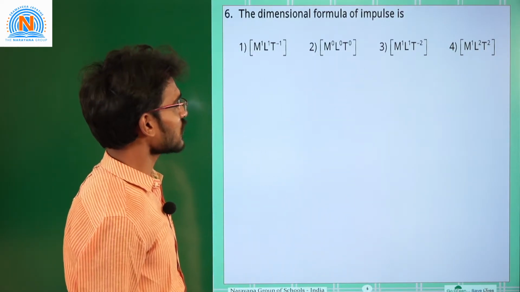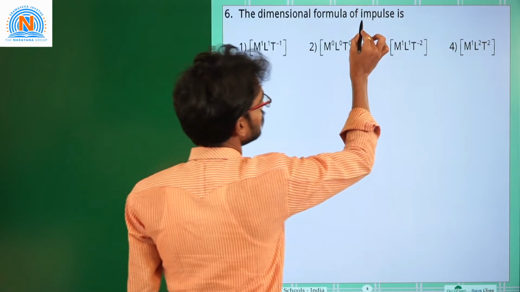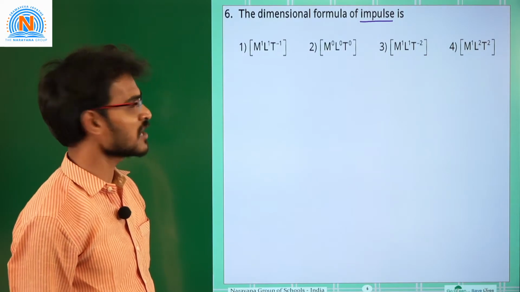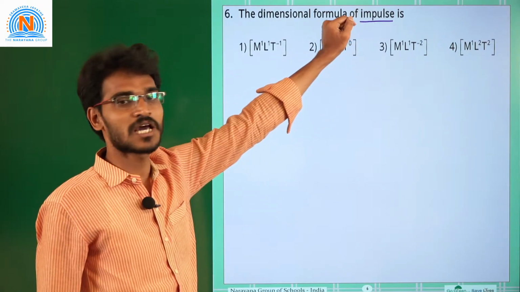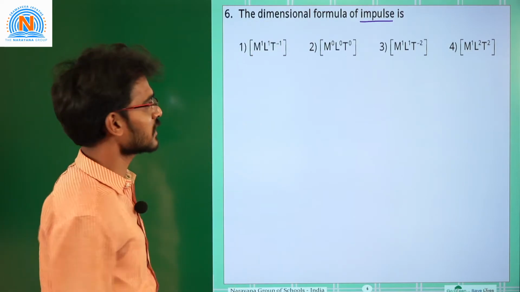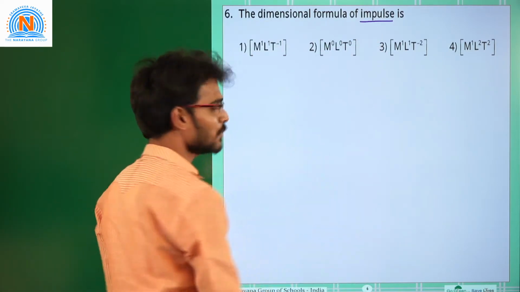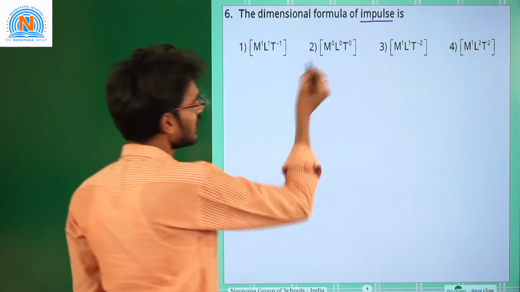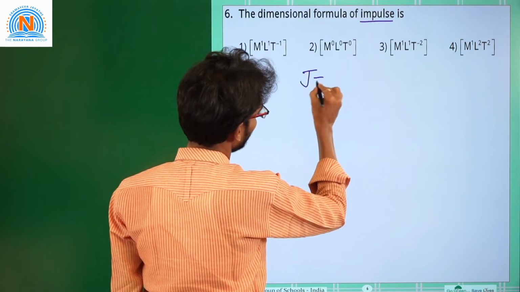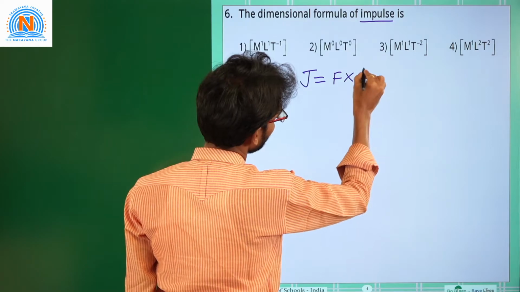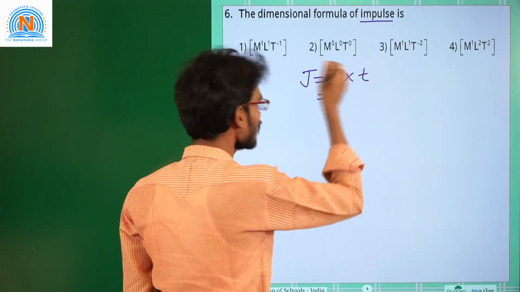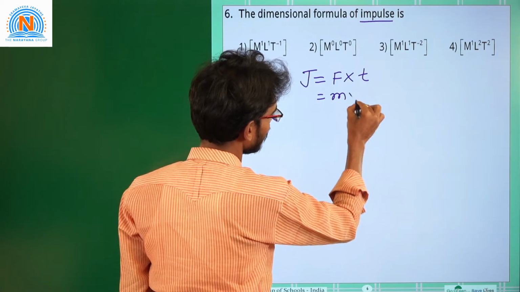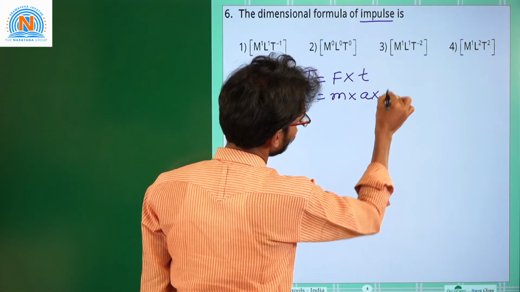The dimensional formula of impulse is... Impulse is not a fundamental physical quantity. So first our aim is to convert this derived physical quantity in terms of fundamental quantities. Impulse is simply defined as the product of force and time, denoted by capital J, that is equal to force into time. Now again F is a derived physical quantity, so I write it in terms of fundamental quantities, that is m into a into t.